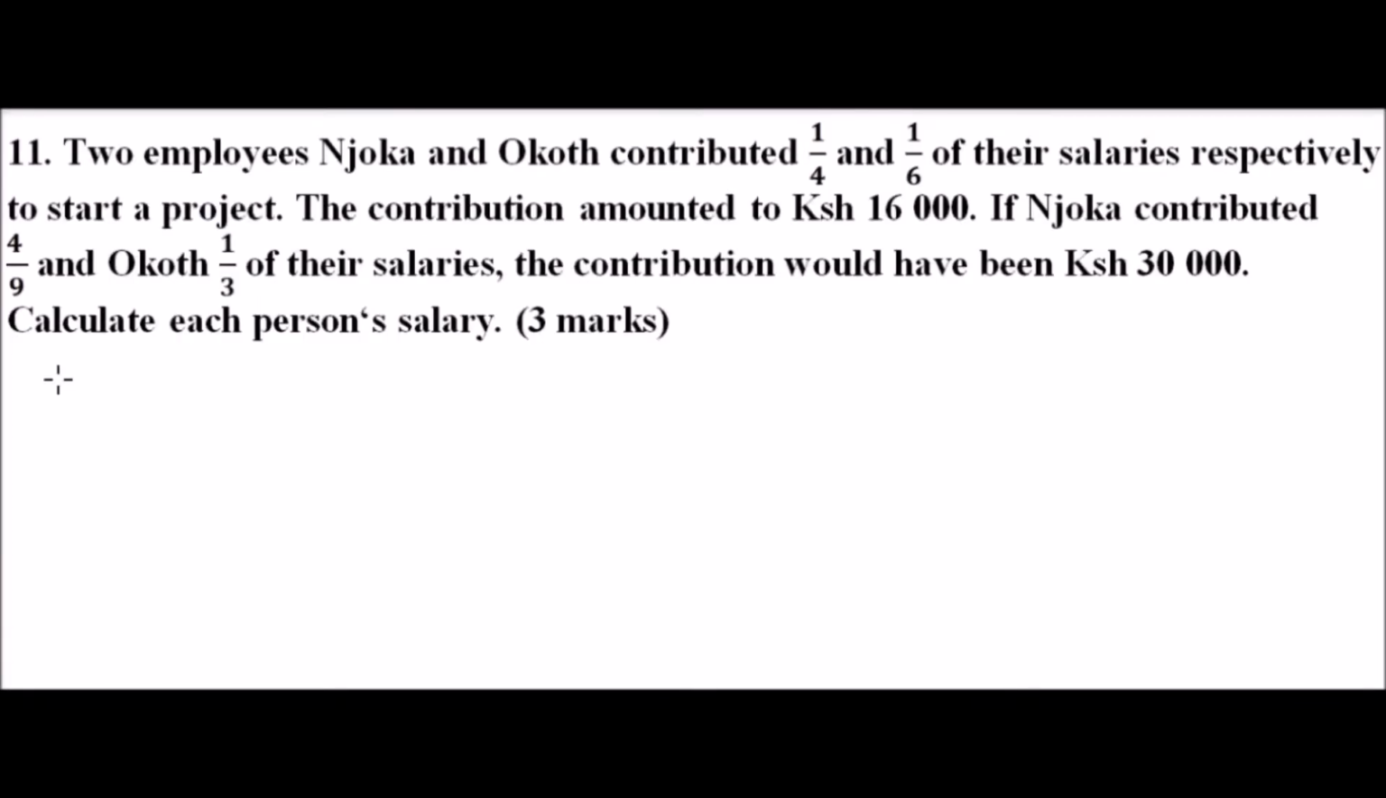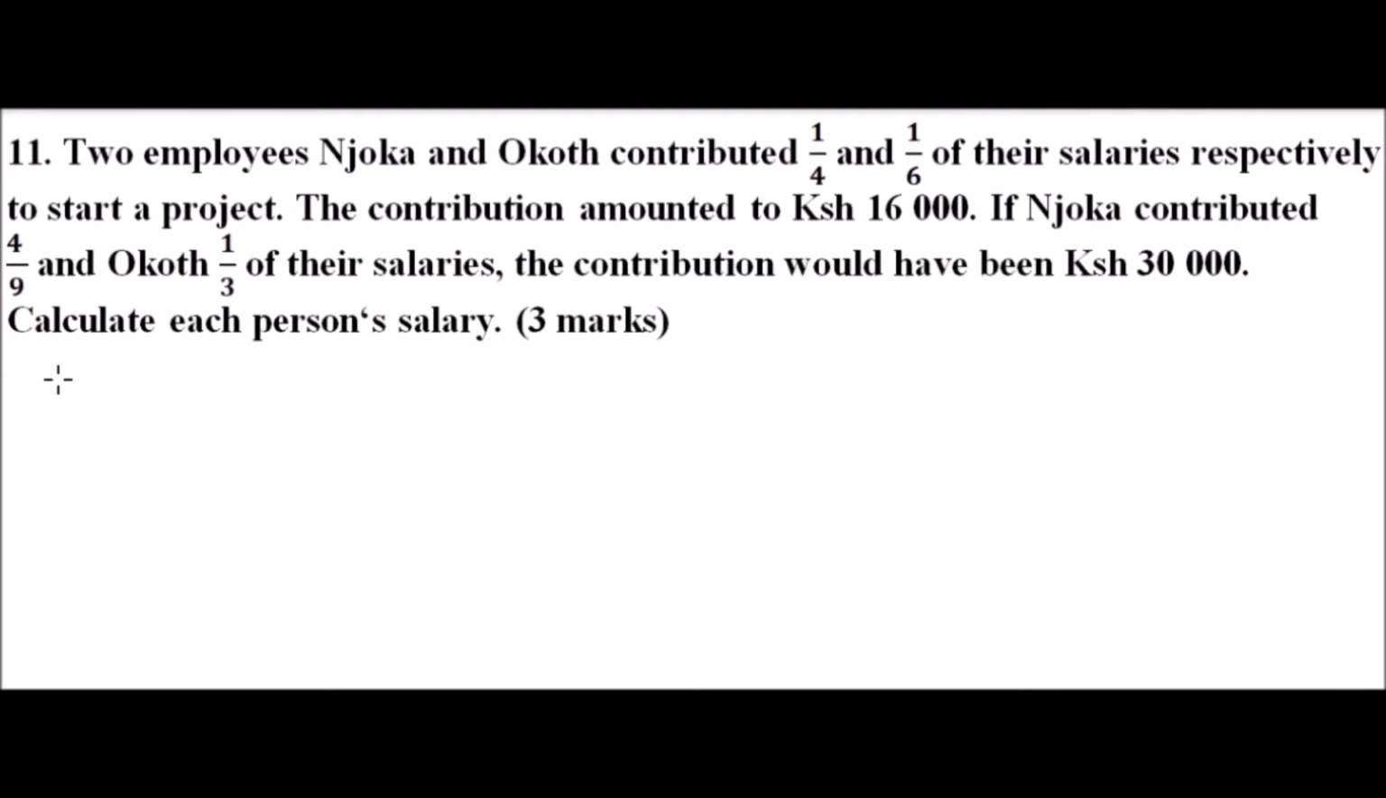We are told 2 employees, Joker and Okoth, contributed a quarter and a sixth of their salaries respectively to start a project. The contribution amounted to 16,000 Kenyan shillings. If Joker contributed 4 over 9 and Okoth a third of their salaries, the contribution would have been 30,000 Kenyan shillings. Calculate each person's salary.